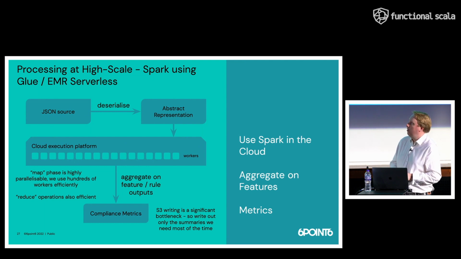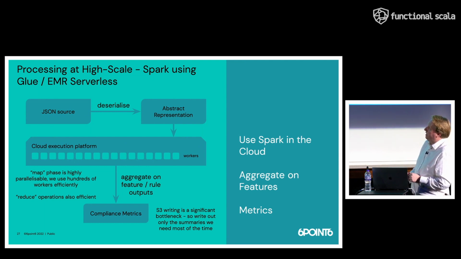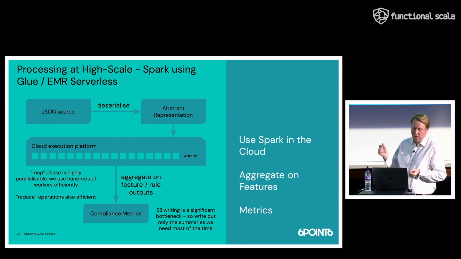So the way we do this is the profiling bit is a bit like the map phase in Spark or in EMR, right? So that's really highly parallelizable, and then the reduce operation, again, is really efficient to just do counting, because that's what Spark does best, right, counting from lots of nodes.